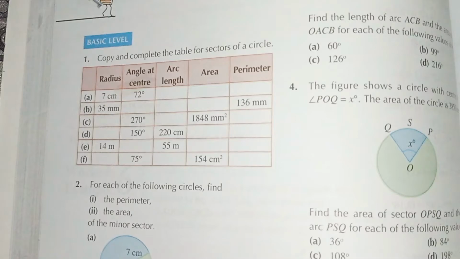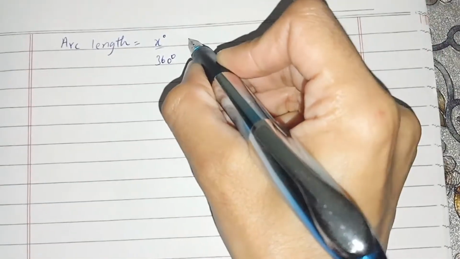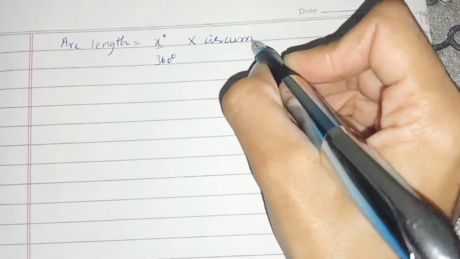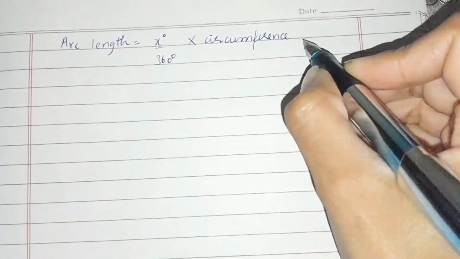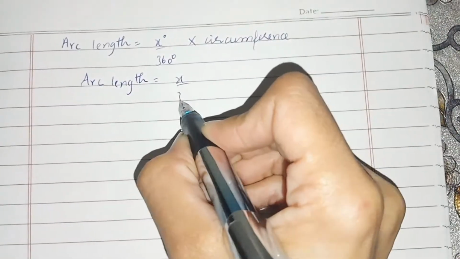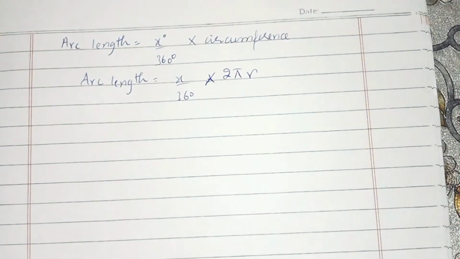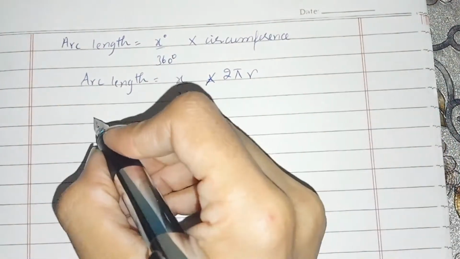Now let's start, students. Before the start of the question, we have to keep in mind these three formulas. First is for the arc length. Arc length is equal to x over 360 degree multiplied by circumference, and circumference is equal to 2 pi r.